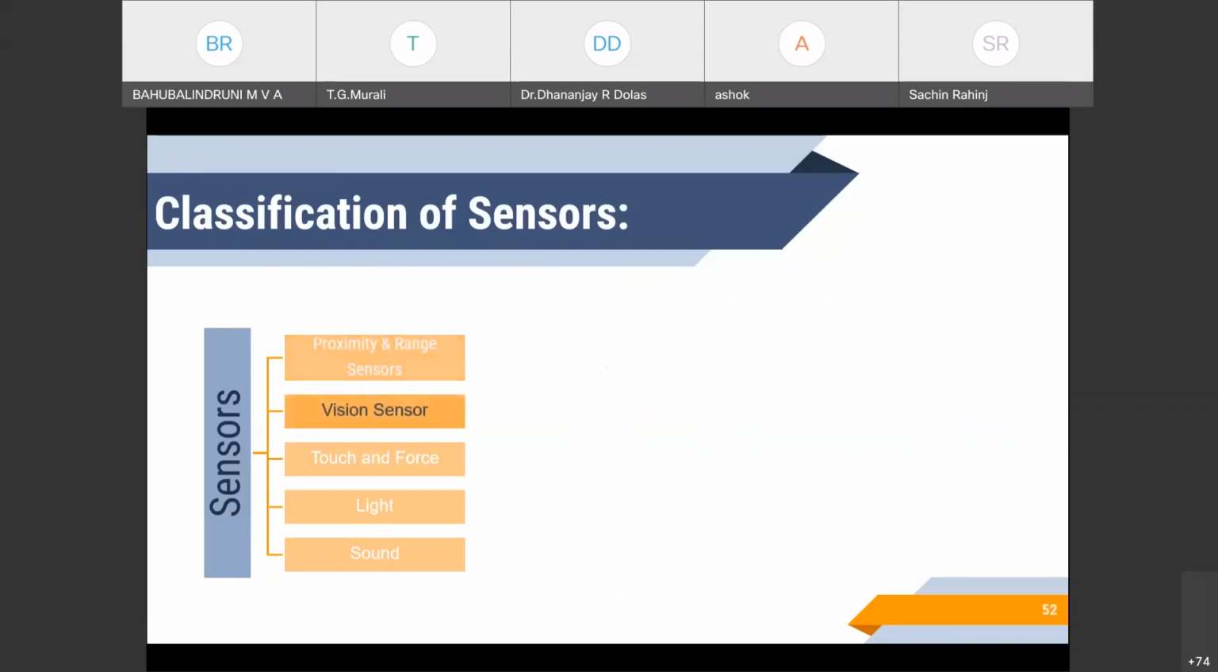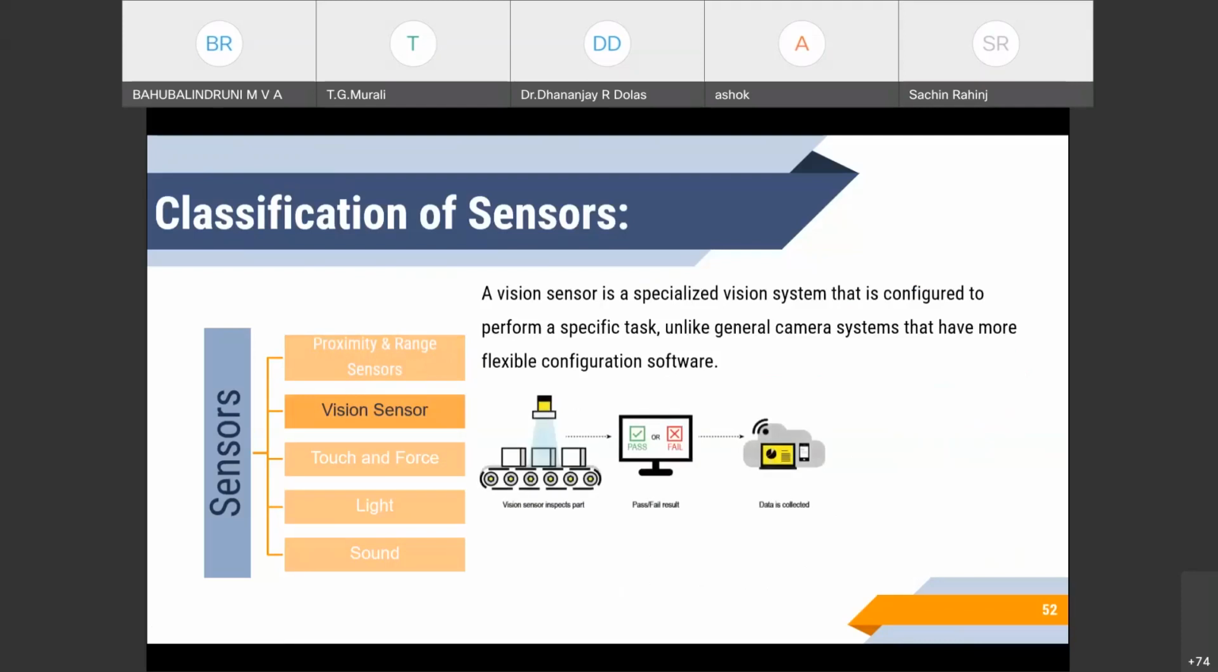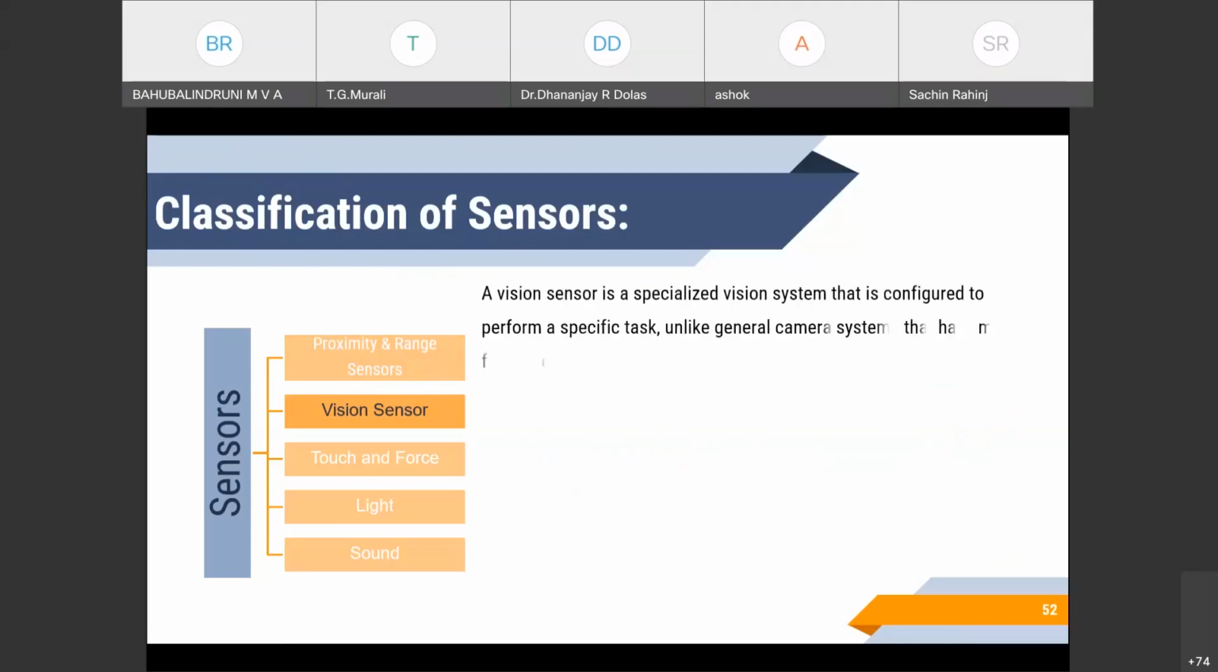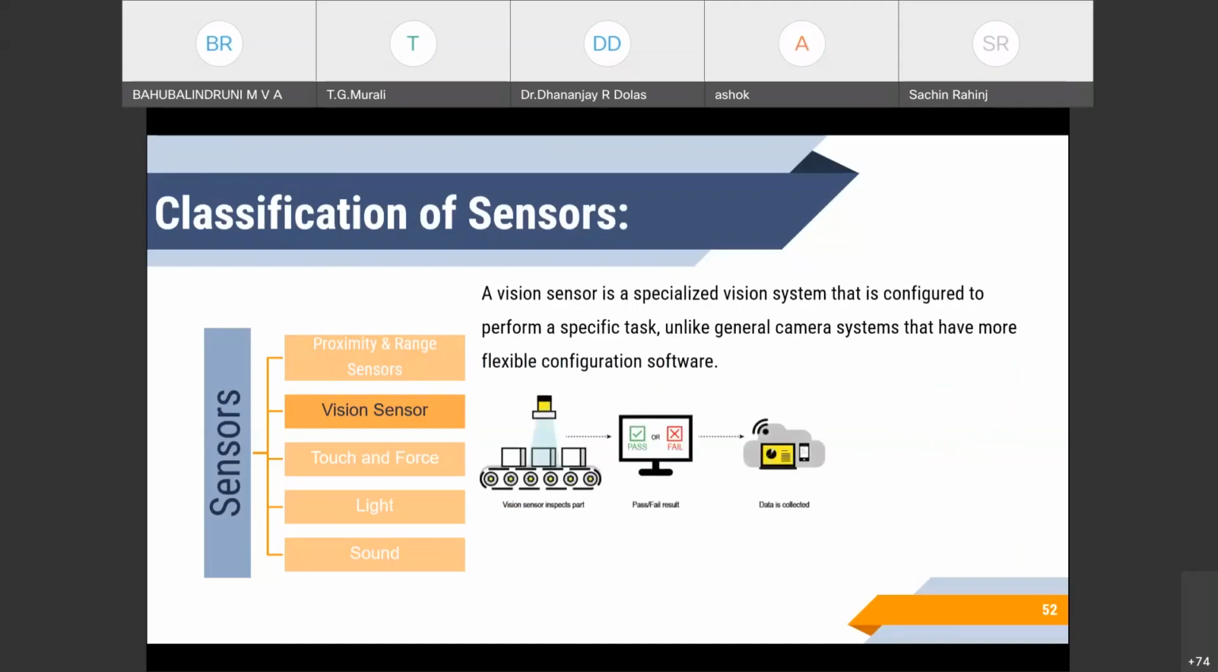The next is the vision sensors. A vision sensor is not just a simple camera. There will be a calibrated system along with the camera, and there will be a lighting system so that it is able to work in a dark environment also. These vision sensors are typically used mostly for identifying and detecting objects.